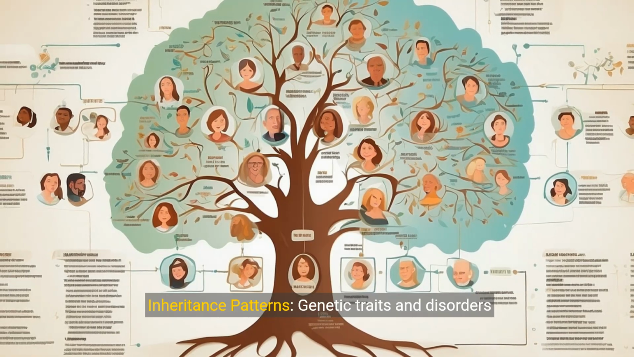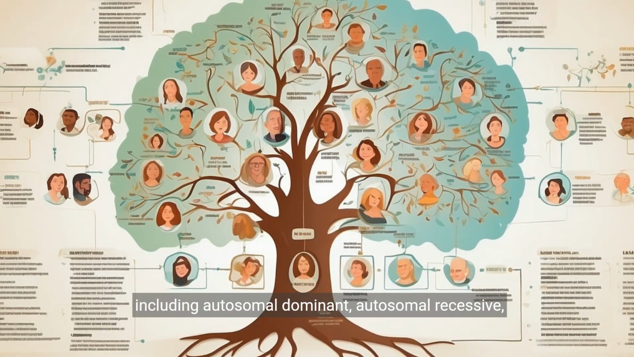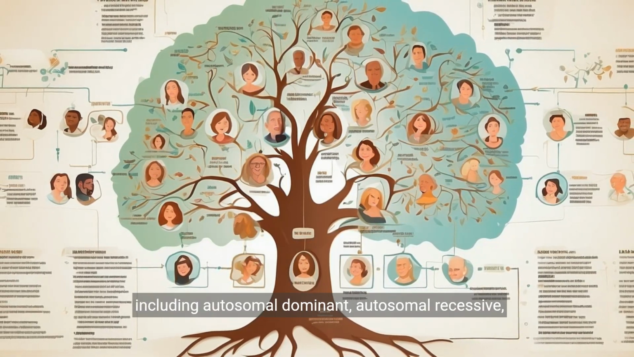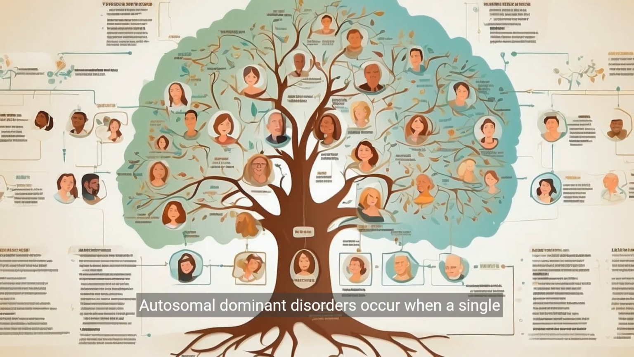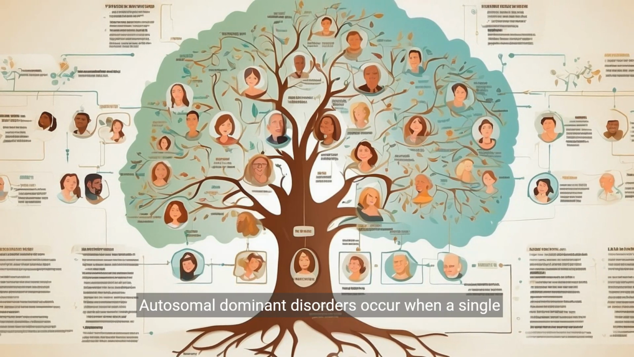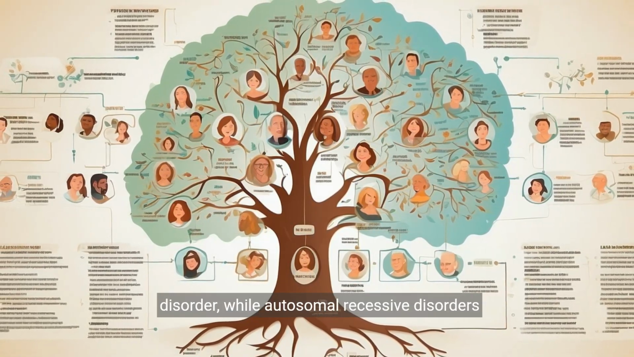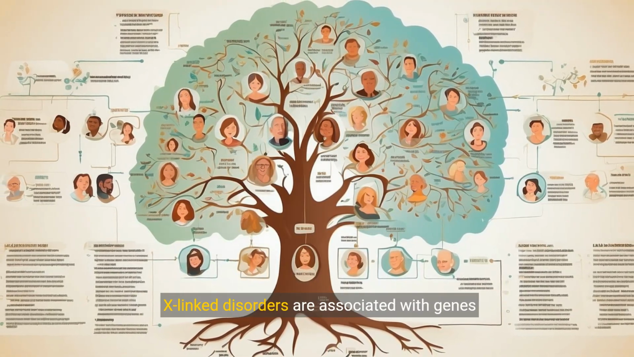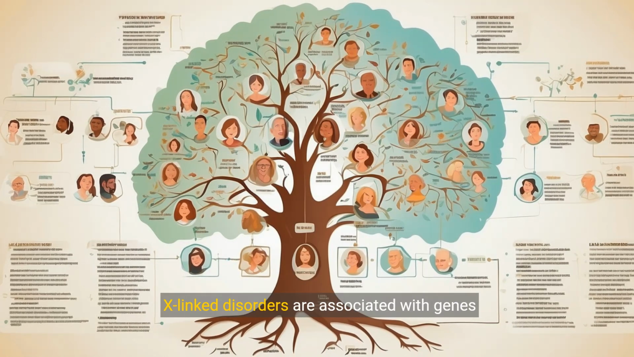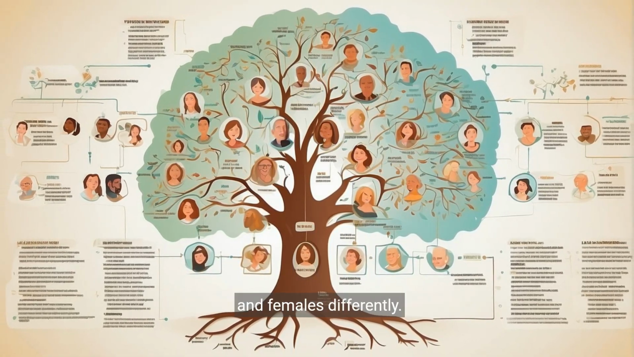Inheritance patterns. Genetic traits and disorders can be inherited according to different patterns, including autosomal dominant, autosomal recessive, X-linked dominant, and X-linked recessive inheritance. Autosomal dominant disorders occur when a single copy of a mutated gene is sufficient to cause the disorder, while all autosomal recessive disorders require 2 copies of the mutated gene. X-linked disorders are associated with genes located on the X chromosome and may affect males and females differently.